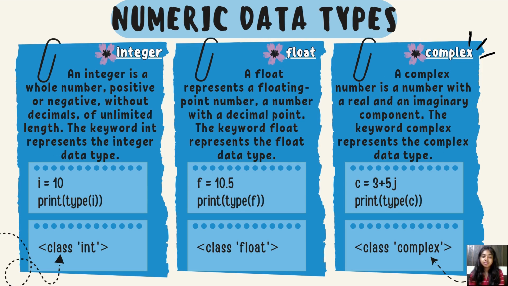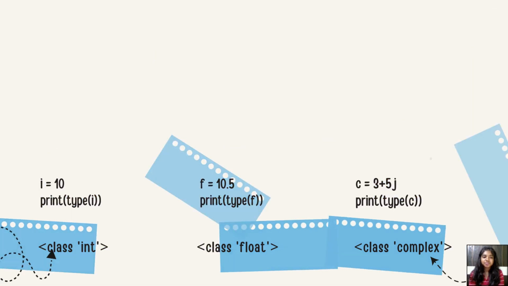A complex number is a number with a real and imaginary component. The keyword complex represents the complex data type. Variable c here is a complex number. In this example, 3 is the real component, whereas 5j is the imaginary component.